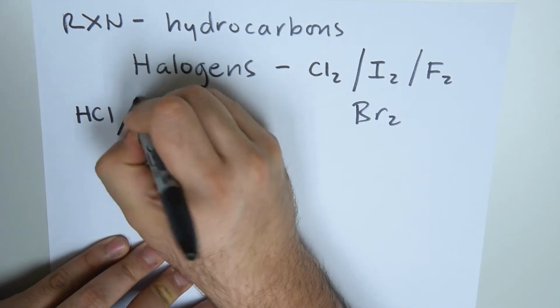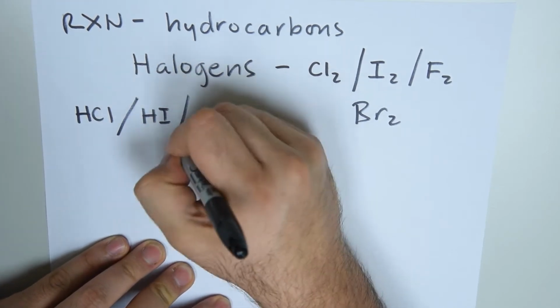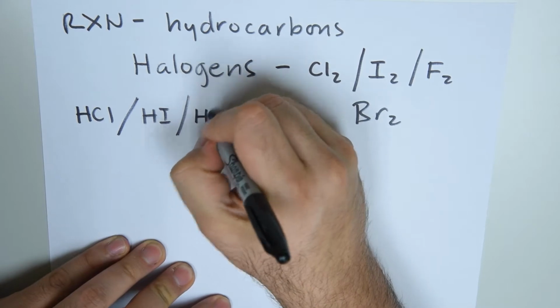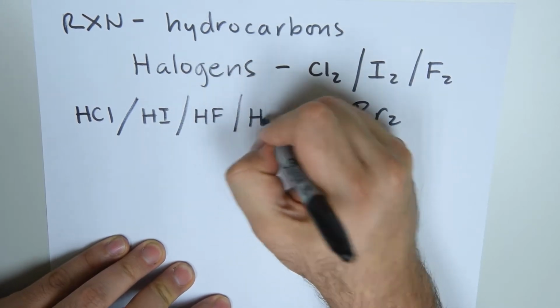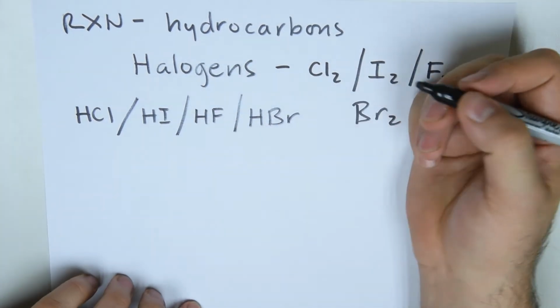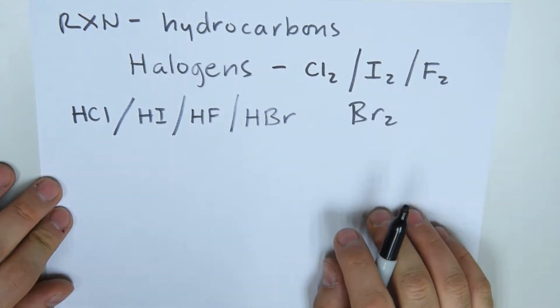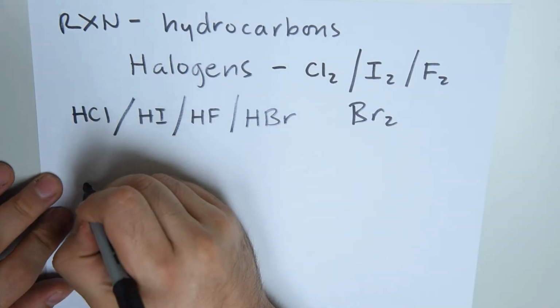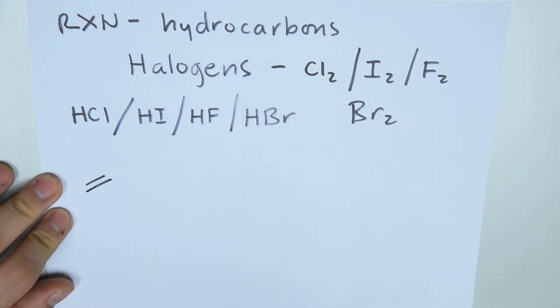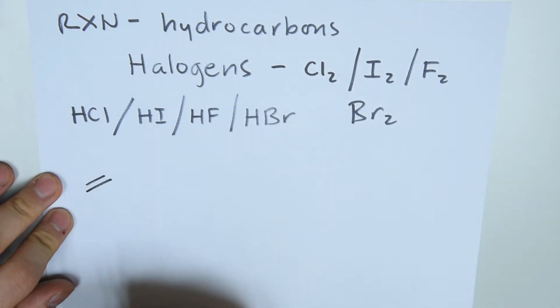Hydrochloric acid, hydroiodic acid, hydrofluoric acid, and hydrobromic acid. So let's see what happens to this. Let's begin with a simple molecule such as ethene. It's only 2 carbons that are double bonding.